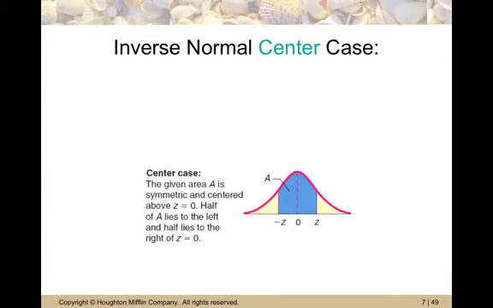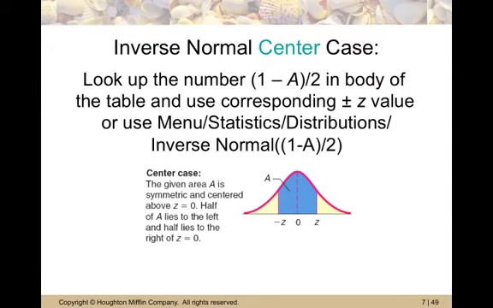For the center case, you're going to look up the number 1 minus A over 2, because you've got A out of the middle, so you have 1 minus A in both tails together. Each tail alone has 1 minus A over 2 area. So the left tail is going to be 1 minus A over 2, and use the corresponding positive and negative z-value. So use the z-value you get and then change the sign, and that'll give you the upper z-value. Or you can use menu, statistics, distributions, inverse normal, 1 minus A over 2. That'll give you the negative z-value. So use that and then the corresponding upper z-value.